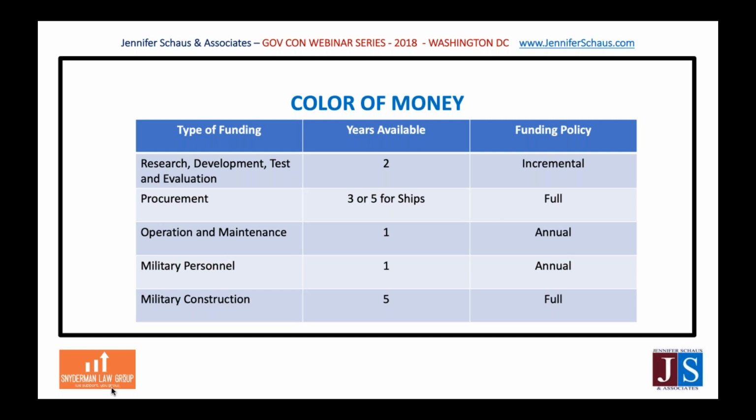O&M money is what a lot of contractors work on a daily basis, and that is only 1-year money. So it must be used within the year that it's obligated. So that's why you always hear about the end of year spending rush in July and August to try to spend up all the money that's been appropriated if they haven't spent their money yet. So that's usually O&M money that they're trying to get committed. And then there's military personnel money, which is 1-year money, and military construction money, which is 5-year money.